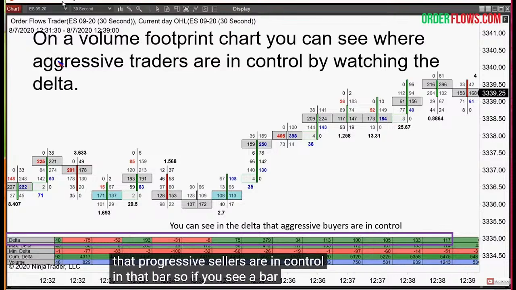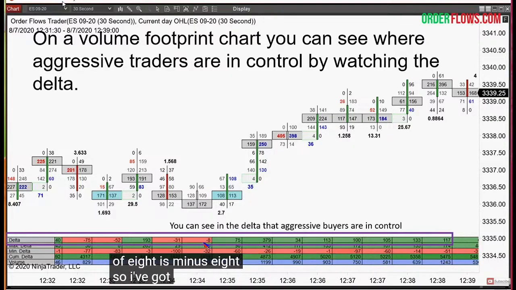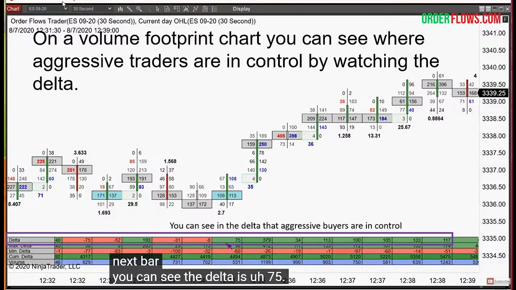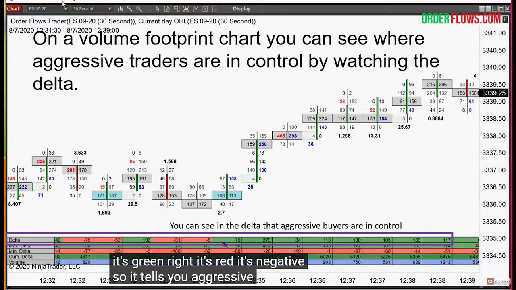So if you see a bar like here at 1234, it's got a delta of -8. It tells you aggressive sellers were in control of that bar, but it was kind of weak because it was only a difference of 8. It was -8, so it's got a negative delta. Whereas the next bar, you can see the delta is 75. So it tells you it's a positive delta. It's green, right? If it's red, it's negative. So it tells you aggressive buyers are in control.